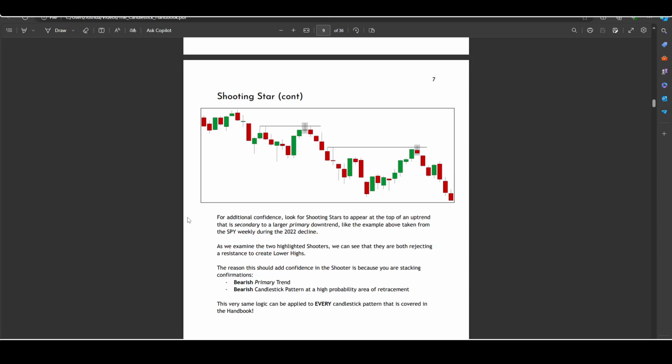For additional confidence, look for shooting stars to appear at the top of an uptrend that is secondary to a larger primary downtrend, like the example above taken from the SPY Weekly during the 2022 decline. As we examine the two highlighted shooters, we can see that they are both rejecting a resistance to create lower highs. The reason this should add confidence in the shooter is because you are stacking confirmations. Bearish primary trend, bearish candlestick pattern at a high probability area of retracement.